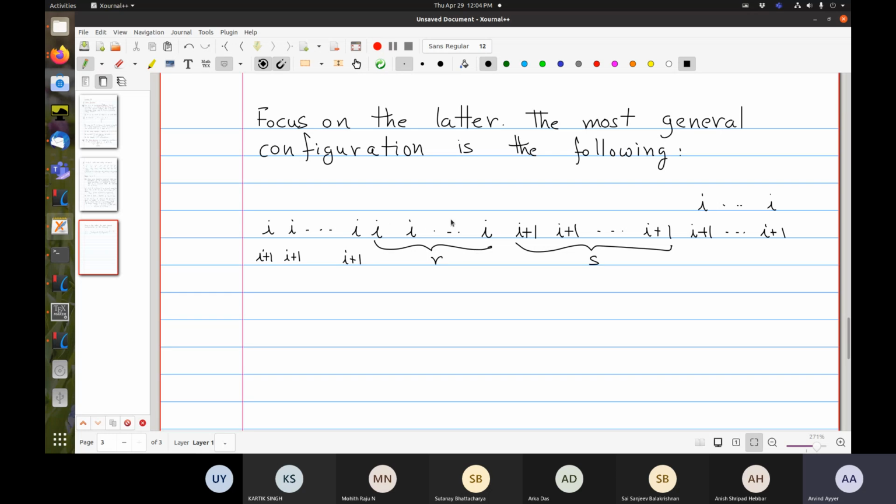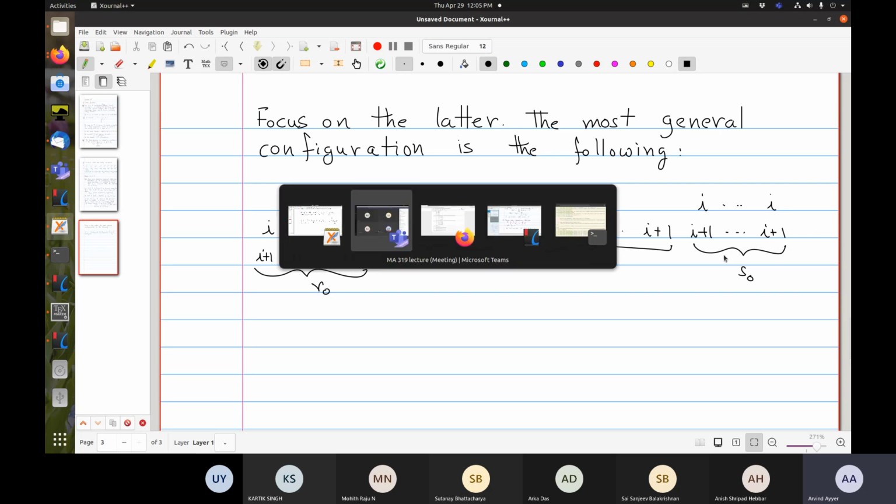You can give some names to these. So this is R0 and this is S0. If you have just one of these, say you have only one I, that corresponds to S0, R0 being 0. If you have only one of these, that corresponds to R0 and S0 being 0. But you cannot have anything more complicated than this. Is that clear? If there are any questions, please ask.